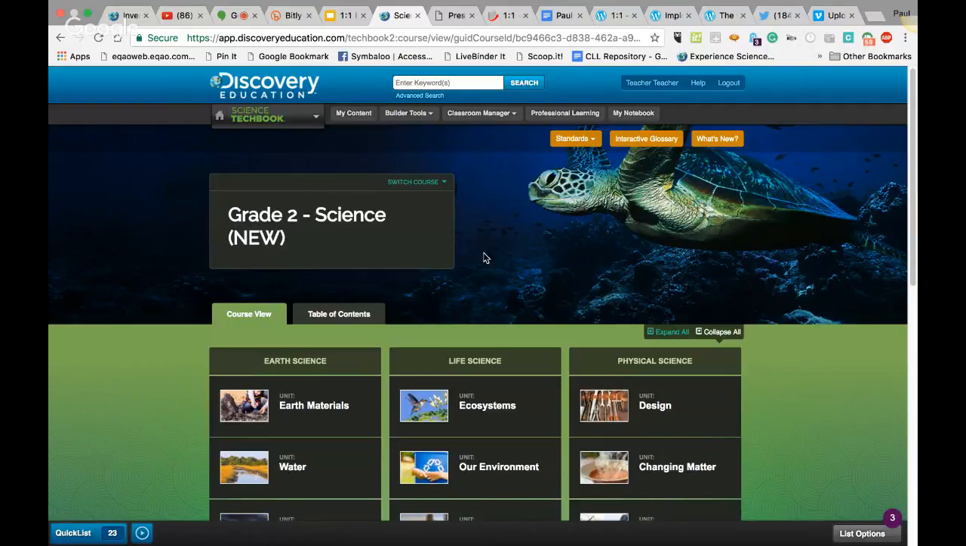They also have a social studies tech book, which is not available in Canada. It's based on American material, but I'm hoping that at some point they will look to do a Canadian social studies version, because that would be pretty great. So that's a terrific tool.